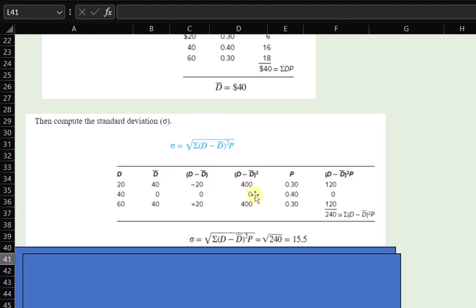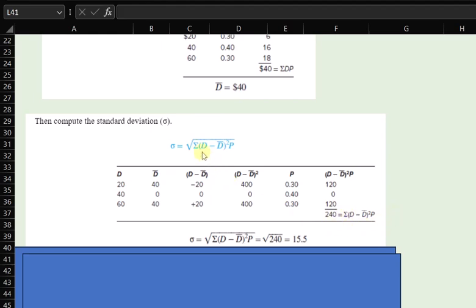So we have 400, then 0, then 400. I think that 0 there is a typo. I think that should be 40, giving us 0 here. Okay? And when we take all of these after we've squared them, we then have to multiply times the probability. So 400 times 30% is 120. We come up with those values. We sum it. And we have 240.